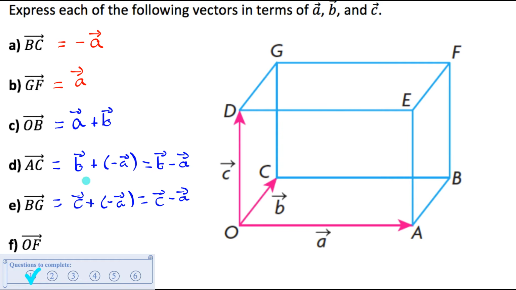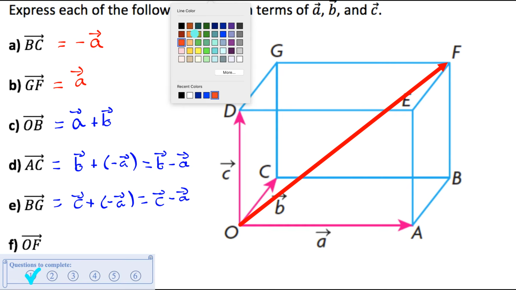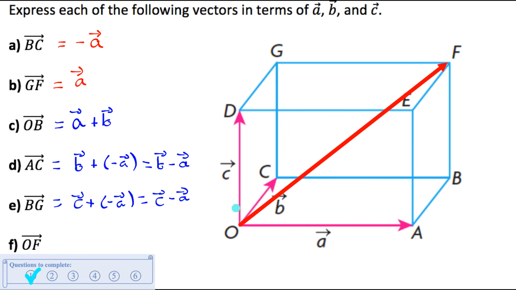And lastly, vector OF, tail at O, tip at F. Let's see how I could express this as a sum of vectors. I would need to start at O, and there's lots of first moves I can make, but how about I go from O to A first, and then from A to B, and then from B to F. That's probably the easiest way to do this. Notice that the sum of those three blue vectors I drew, since they're all placed tip to tail, is equal to the resultant vector OF.